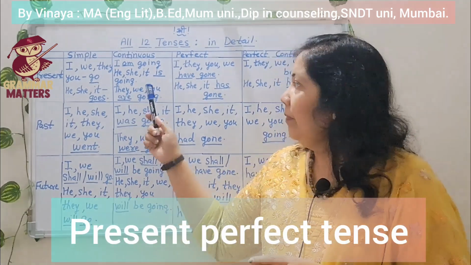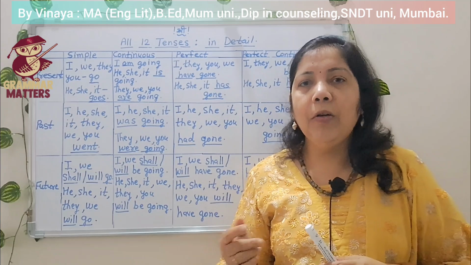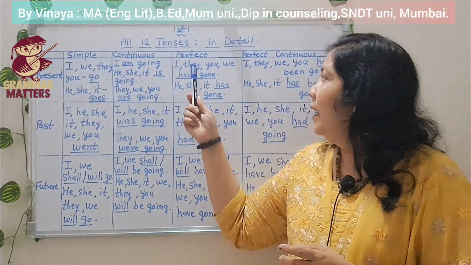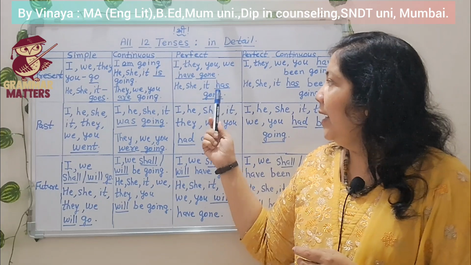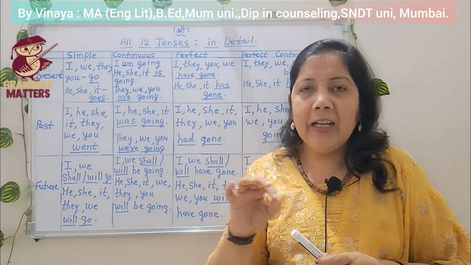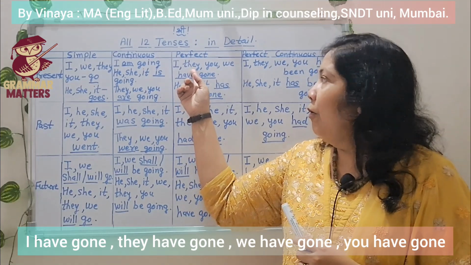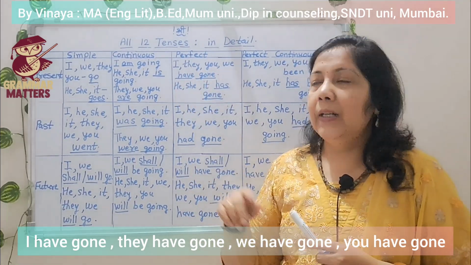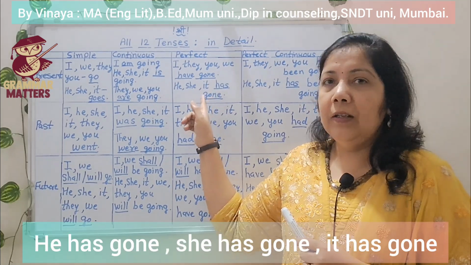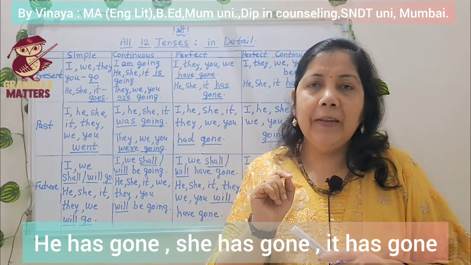Now next one. Present perfect tense, the third kind of present tense. I, they, you, we have gone. He, she, it has gone. I will tell you separately. I have gone. They have gone. You have gone. We have gone. He has gone. She has gone. It has gone. What's the difference?